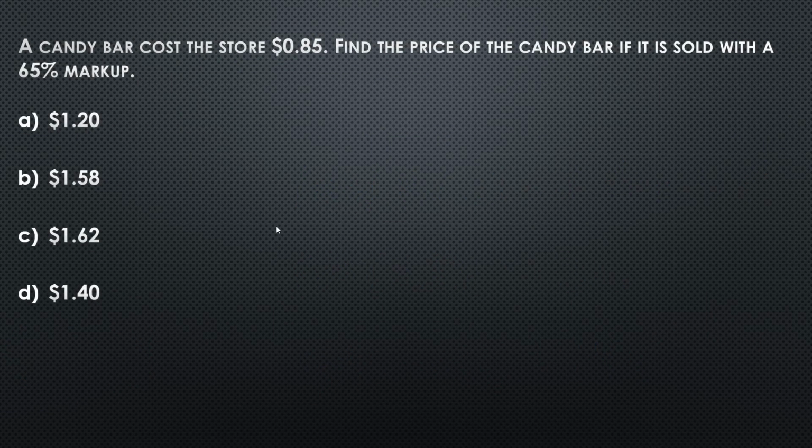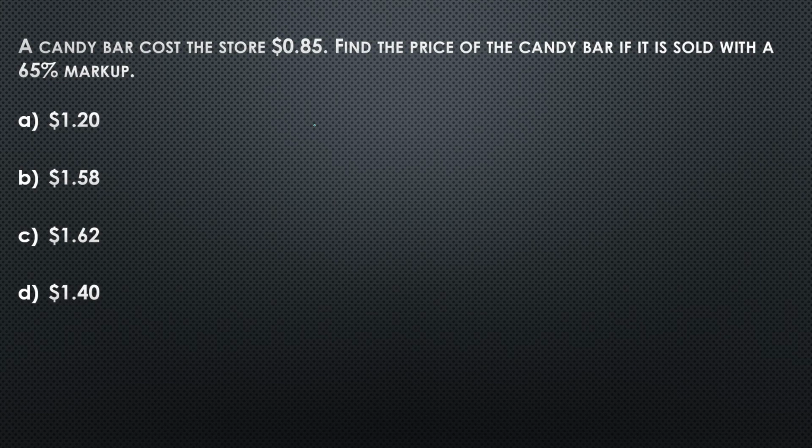Alright, our next one. This one's slightly different, but we're going to use the same type of strategies we have been using to solve it. A candy bar cost the store 85 cents. Find the price of the candy bar if it is sold with a 65% markup. Okay, so here the store has to buy the candy bars for 85 cents, but they need to make a profit when they sell it. So they're going to increase the price of that candy bar by 65%.